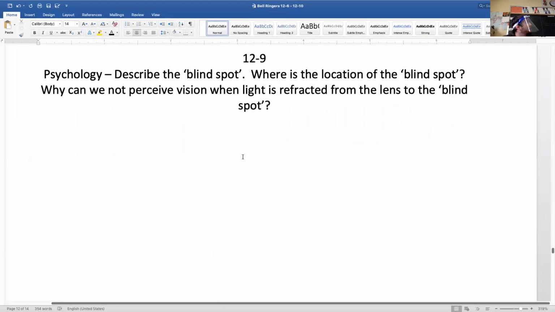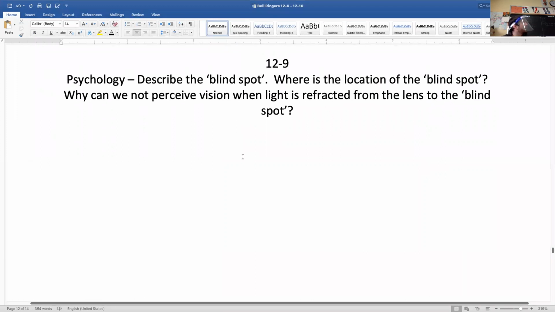Okay, so describe the blind spot. Where is the location of the blind spot? Why can we not perceive vision when light is refracted from the lens to the blind spot within the eye?